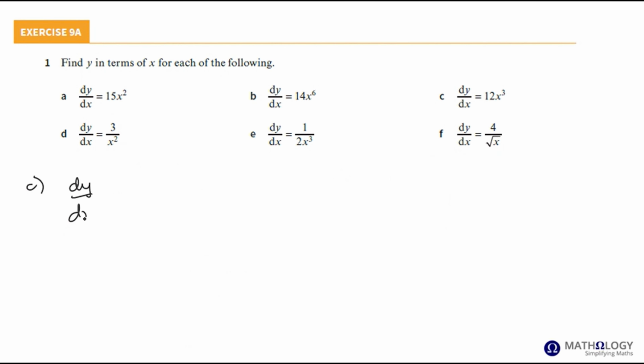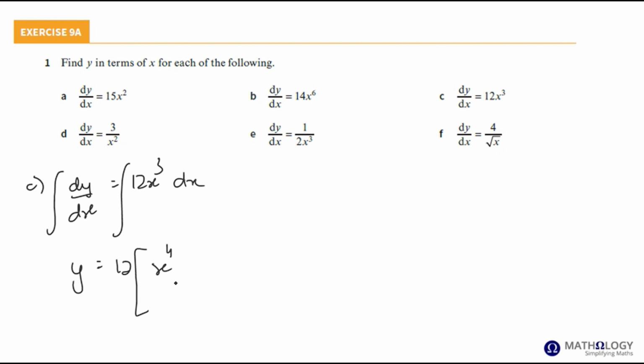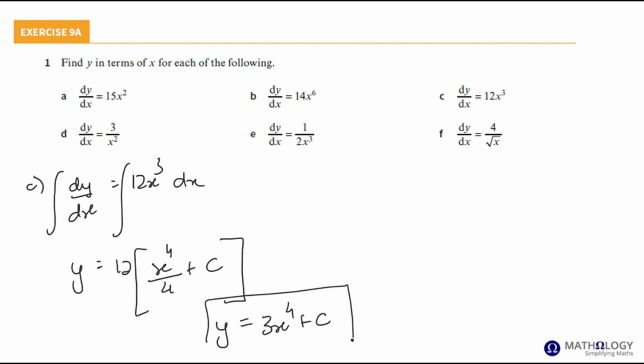Given dy dx equals 12x cubed, integrating both sides gives us y equals 12 times x to the 3 plus 1, x to the 4, divided by 4, plus the constant of integration. So y equals 12 divided by 4 is 3, 3x to the 4 plus c. This is y in terms of x. If we differentiate this function, we will have 4 times 3 is 12, x to the 4 minus 1, 12x to the 3, and the derivative of a constant is 0.